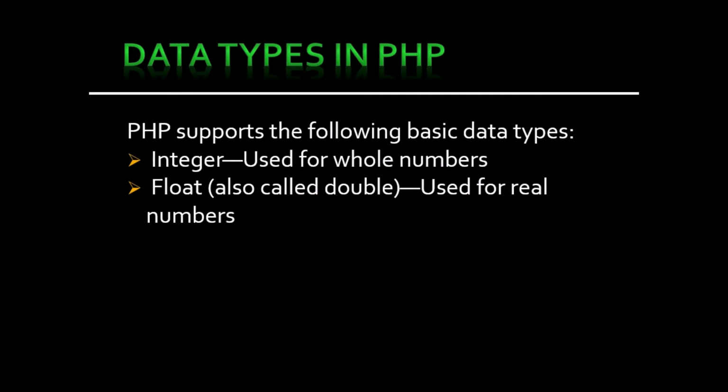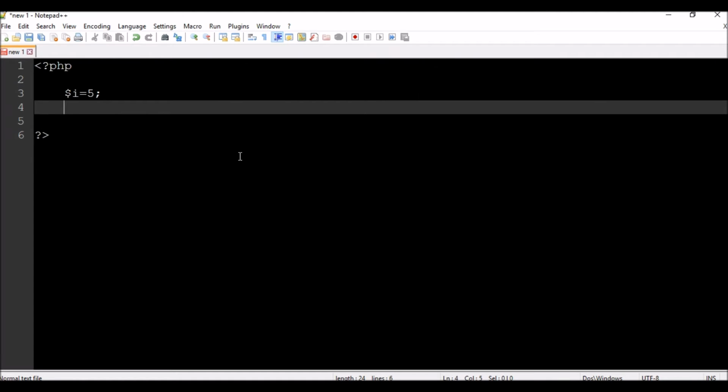Second is float. It is also called as double, used for real numbers. Again open Notepad++. Again create one more variable and give name as D and assign a real number such as 5.3, 6.9, etc. So let's give a real number 5.77. Here I have created a variable and name of the variable is D and I assigned a real number that is 5.77. That means this variable's data type is double because this variable has a real number.